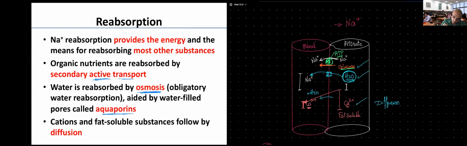So you already had the glucose in your blood, you already had the sodium in the blood, you already have this water in the blood, you have the fat soluble substance, you have the calcium, you have the cations. It's not logical for you to pay for each one of them to get reabsorbed back. You want to minimize the energy expenditure here.